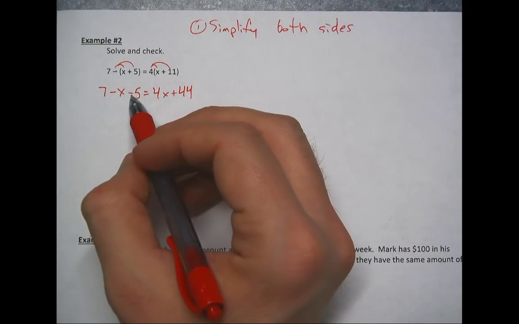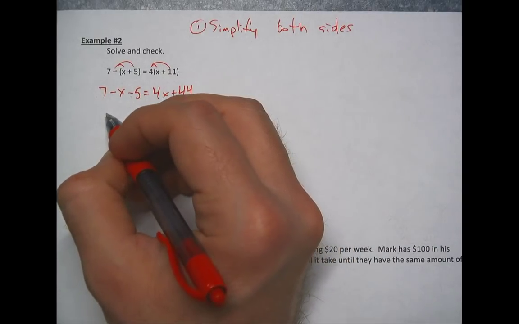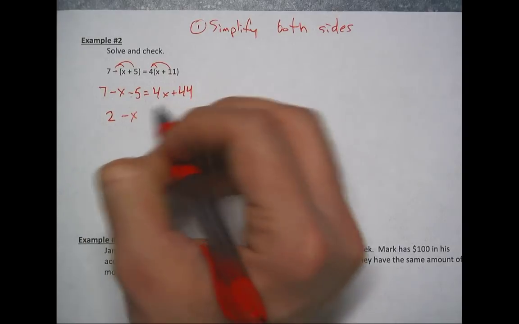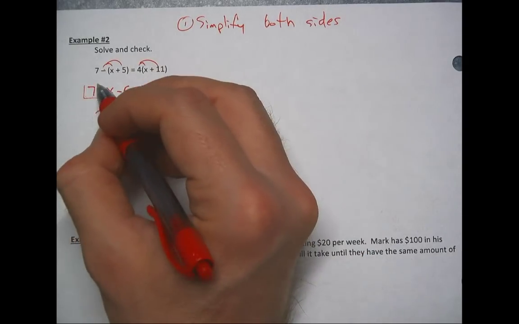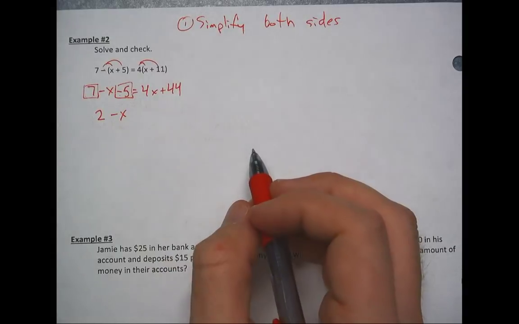So I have a 7 and I have a minus 5. So I can put that together, and that's 2. And I still have a minus x. So what did I do? I put the 7 and the minus 5 together.